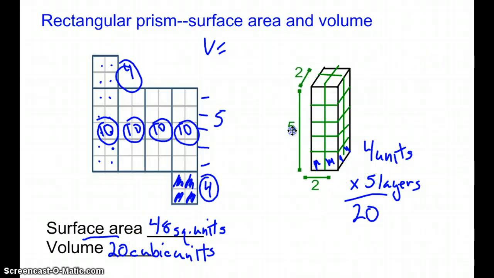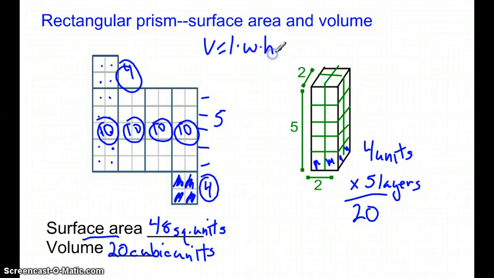If we're given dimensions, what would we need to do to these 3 numbers in order to get an answer of 20? I think what we would need to do is multiply these 3 numbers together to get an answer of 20 cubic units. So if we went ahead and multiplied these together, 2 times 2 times 5, I think we'll get 20. The formula for volume is length times width times height.